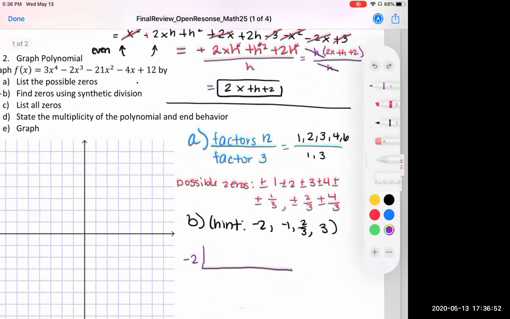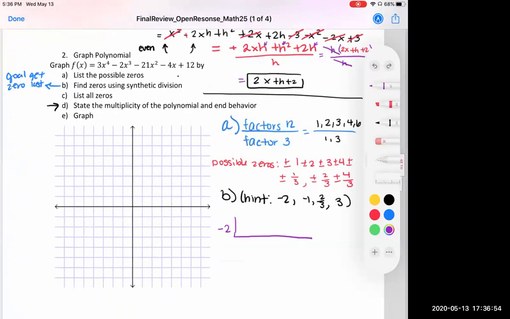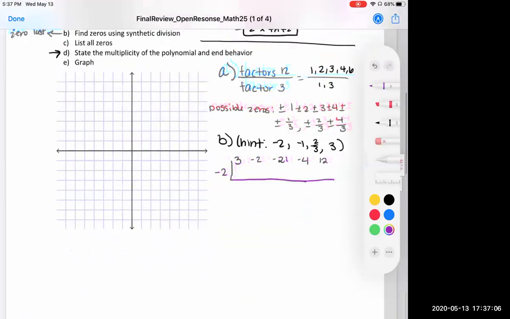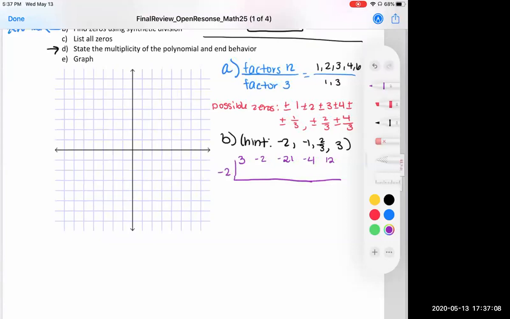So we take our coefficients. That would be 3, -2, -21, -4, and 12. Let's go ahead and perform synthetic division. I'll do one of them because I'm running out of space. I'll give you more space, or you can take as much space as you like, right? You can always add another blank sheet to your scanned file.